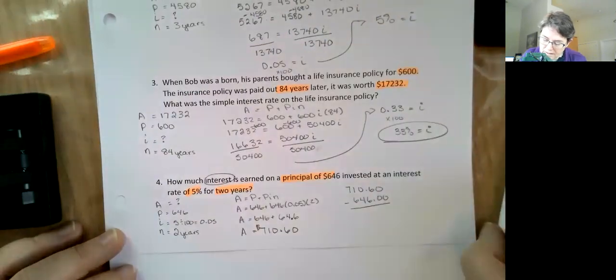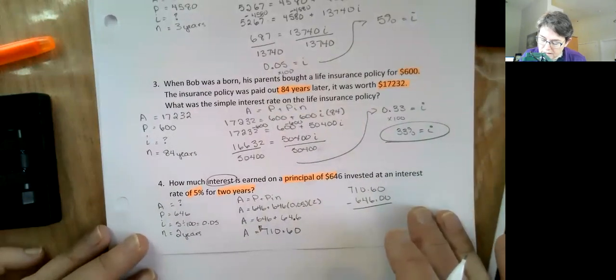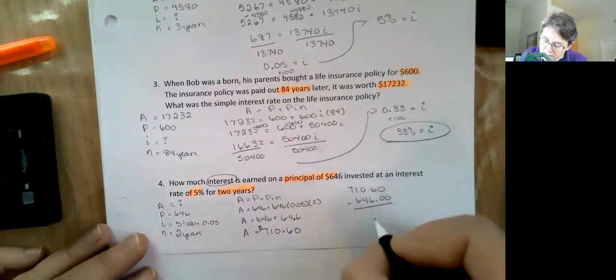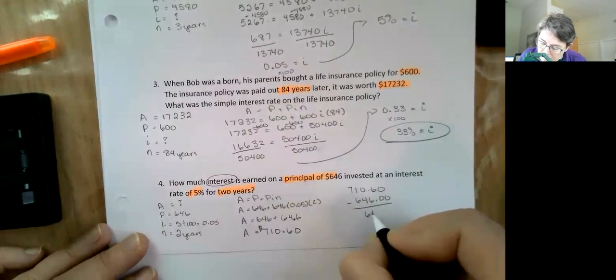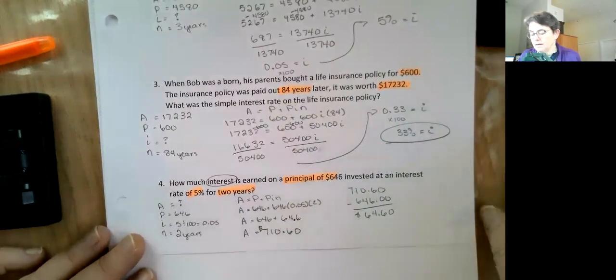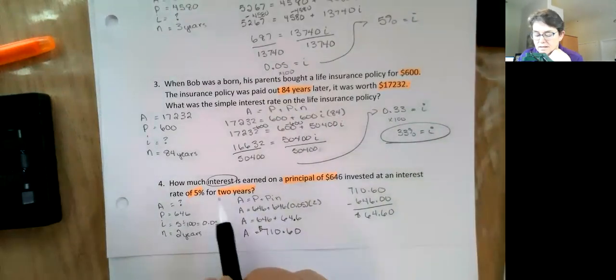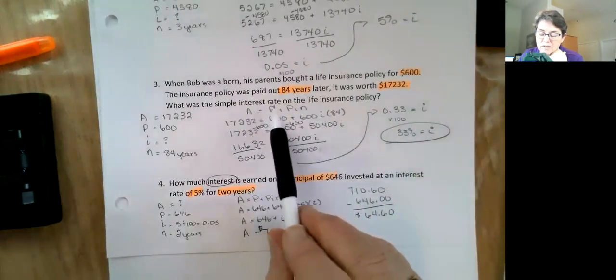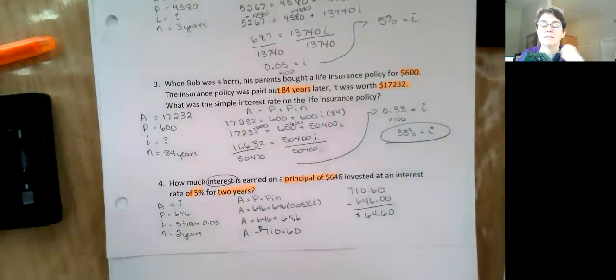I think I got dyslexia there. Oh no, I'm fine. 64.60. All right, there is our interest. Remember, interest versus these, where they were asking for interest rate. All right, end of the video.